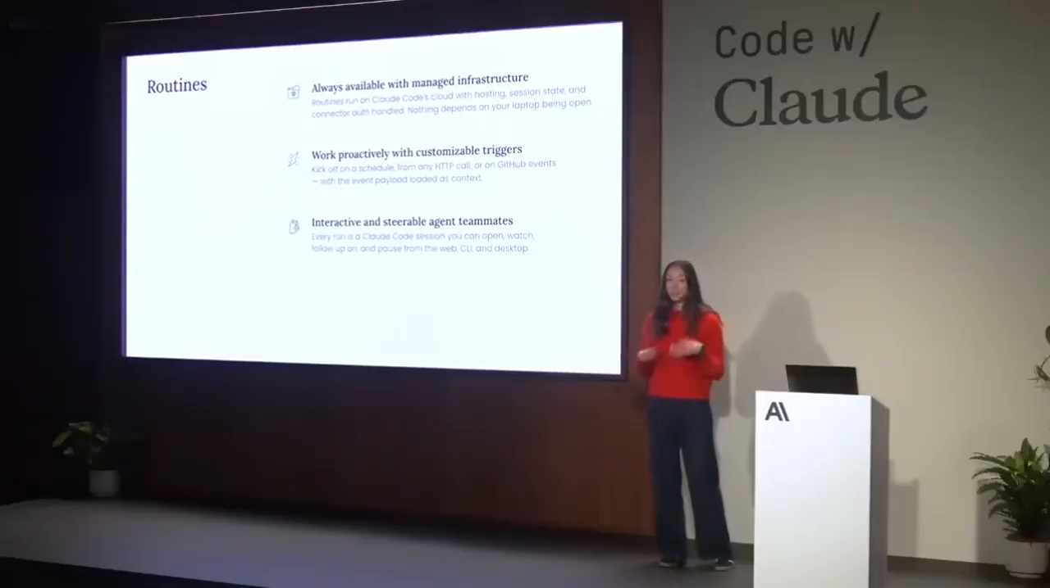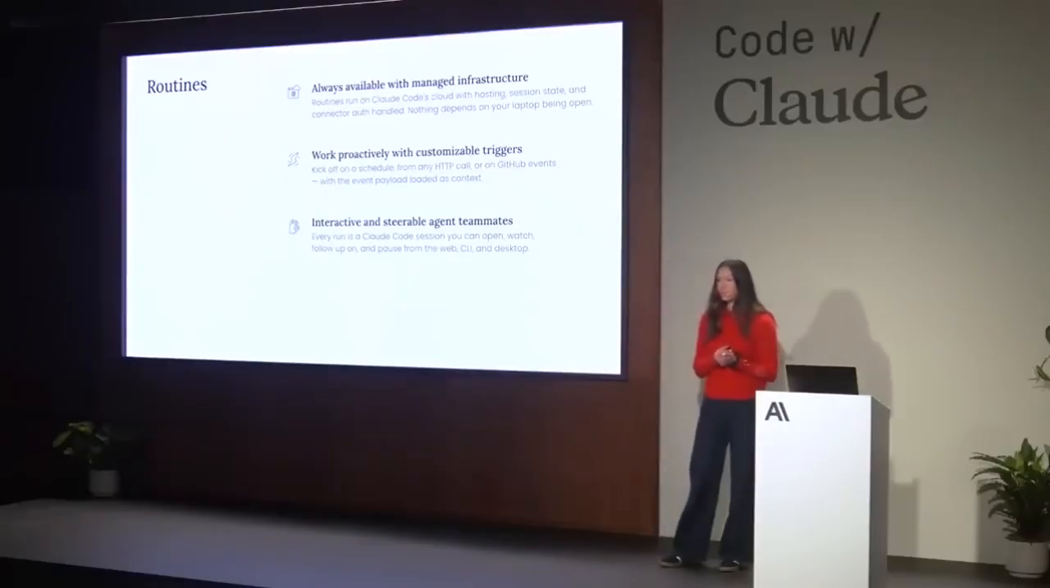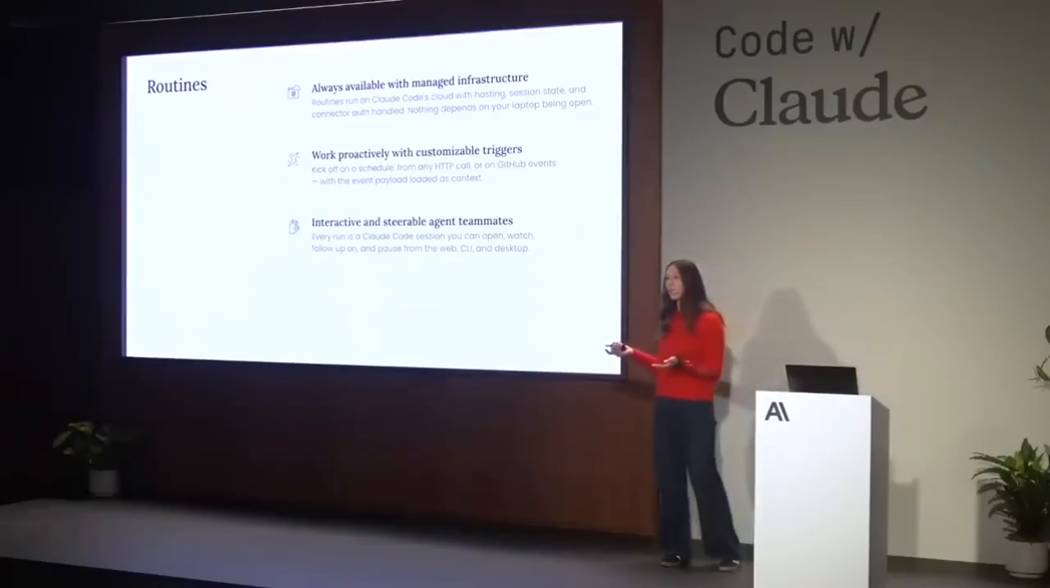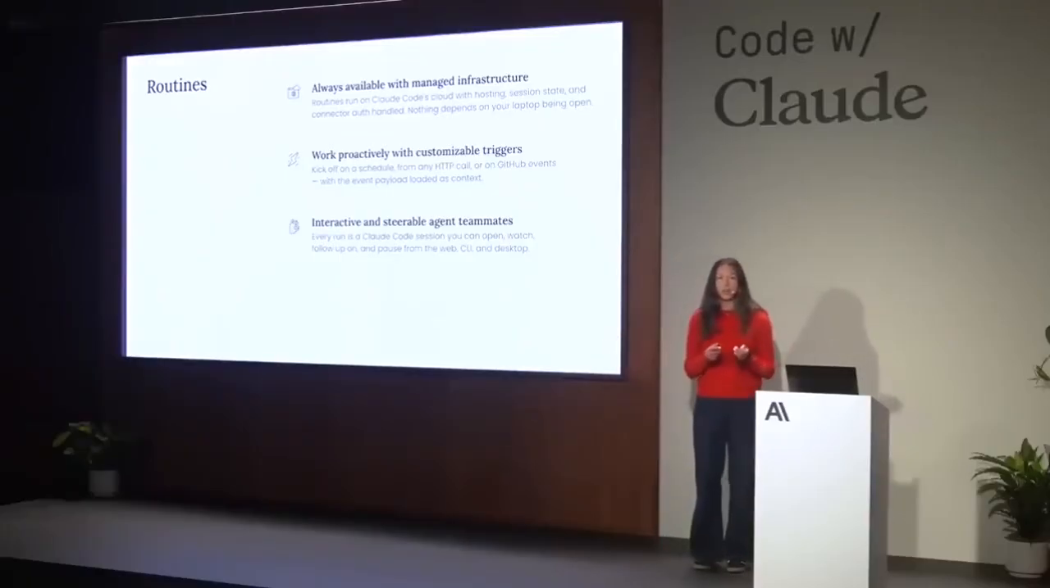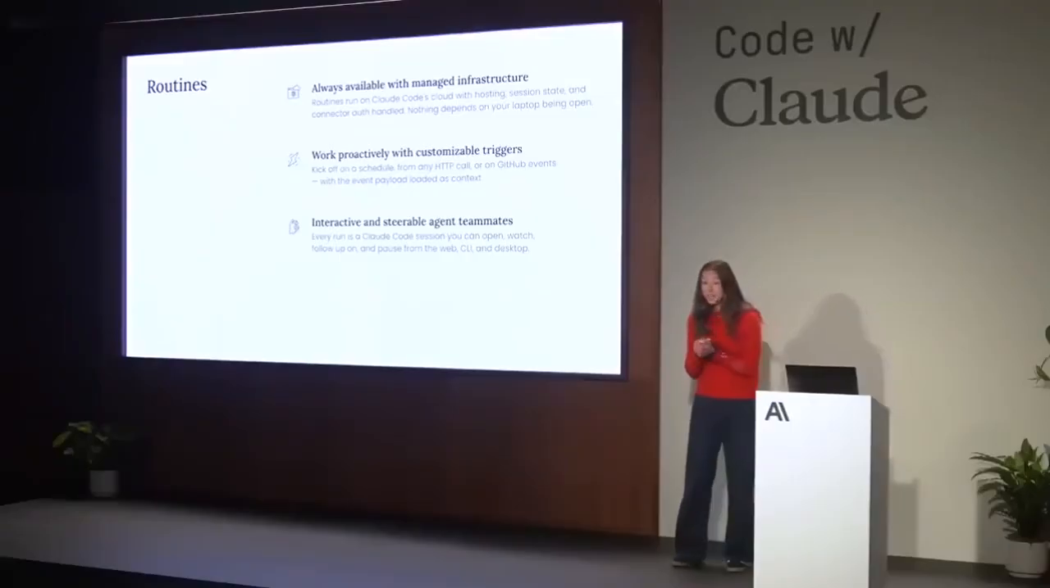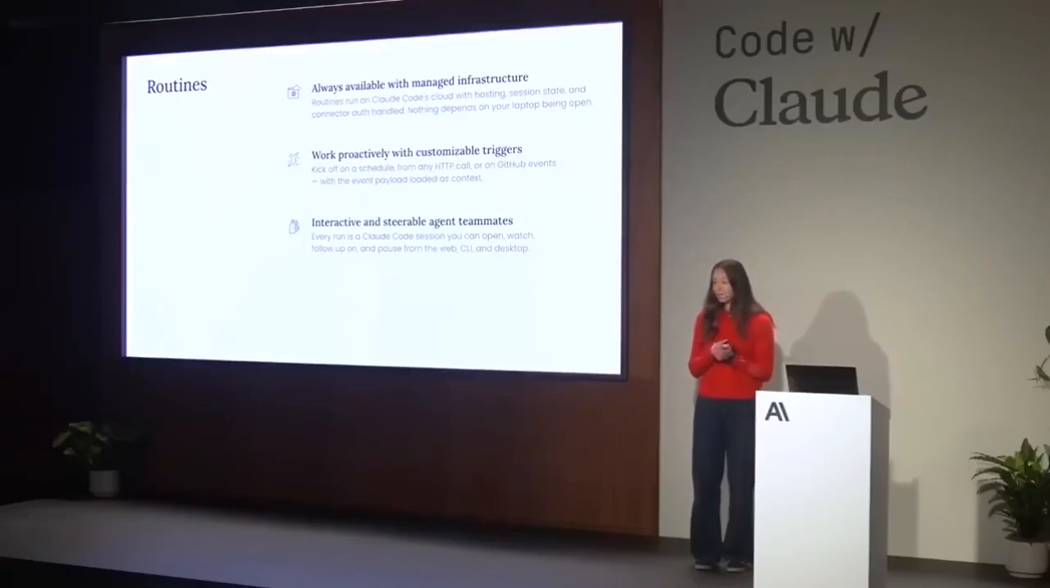The next thing is we want these agents to be able to work proactively with customizable triggers. You might want to kick them off on a time-based schedule, or you might want to work event-based. We have the ability to work natively with GitHub events, as well as your own custom events that you can post to webhooks and endpoints, with the event payload as context.